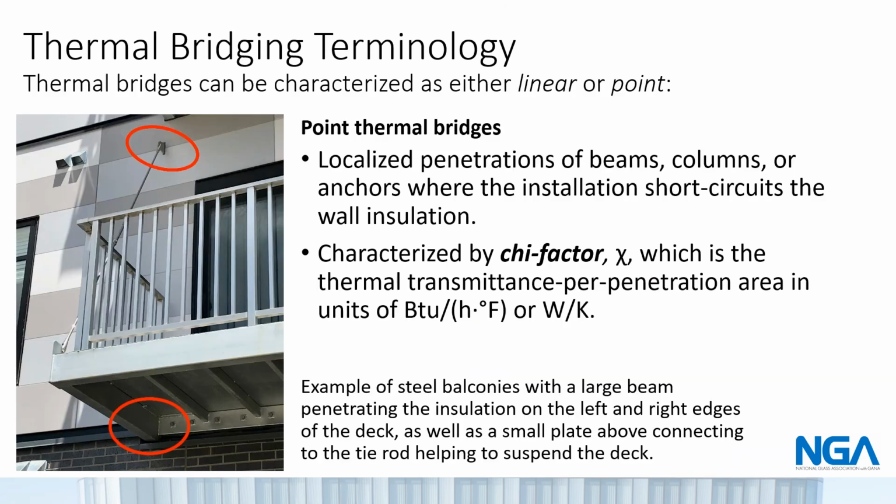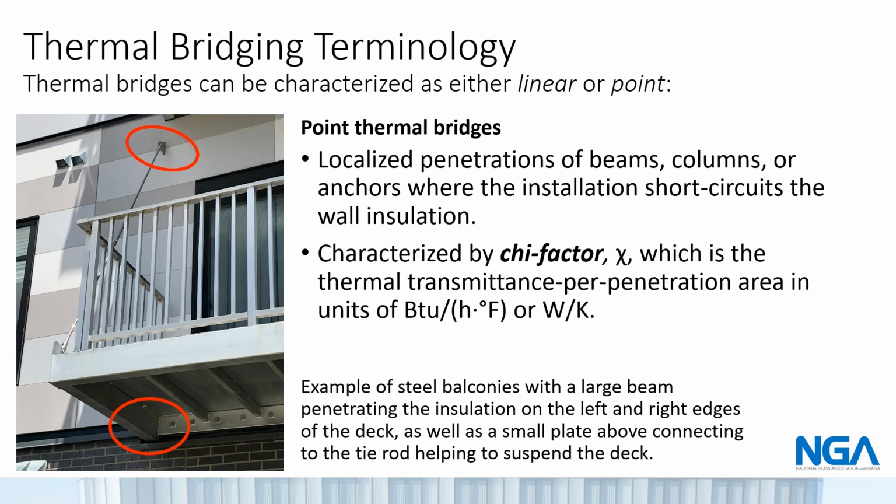Examples of point thermal bridges include localized penetrations of beams, columns, or anchors where the installation bypasses the wall insulation. Point thermal bridges are characterized by chi factor, which is the thermal transmittance per penetration area in units of BTU per hour per foot per degree Fahrenheit, or watts per meter Kelvin.